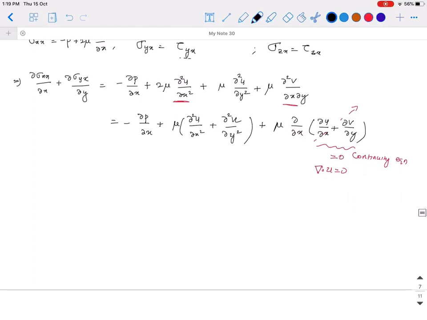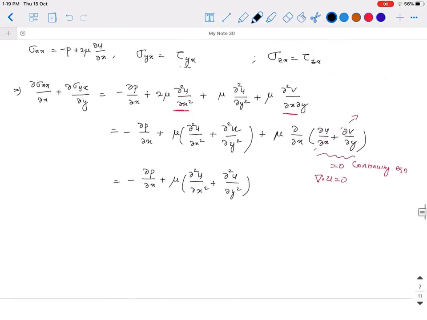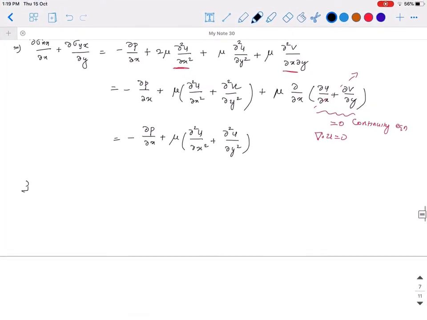So what we get is minus ∂p/∂x plus μ ∂²u/∂y². Similarly, in the y direction, what we would get is ∂σxy.